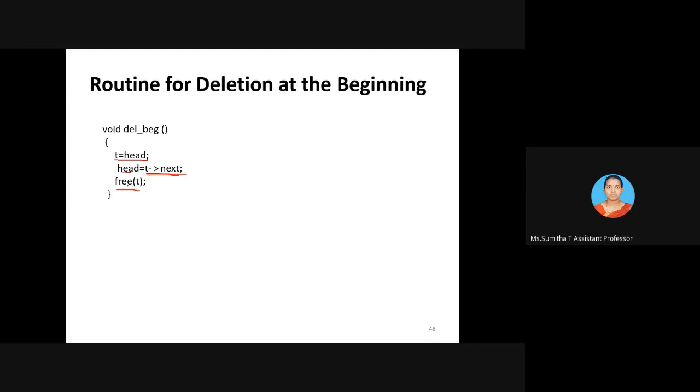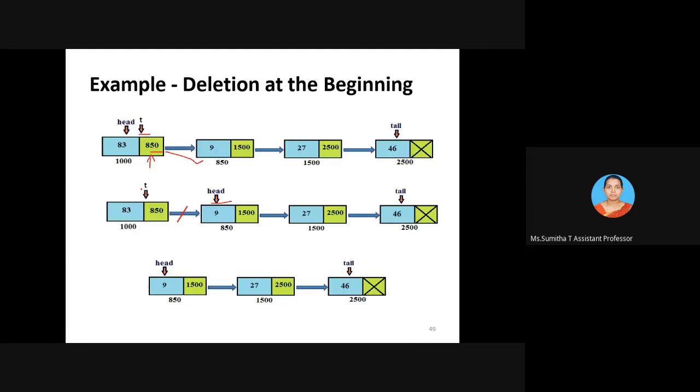This is a keyword which is used to delete a particular node. So free of T means, which one is the T node? This is the T node. Now I'm deleting this node with the help of the delete keyword. Is it clear, everyone? So the link is disconnected. Now I'm having these three nodes only in the linked list.